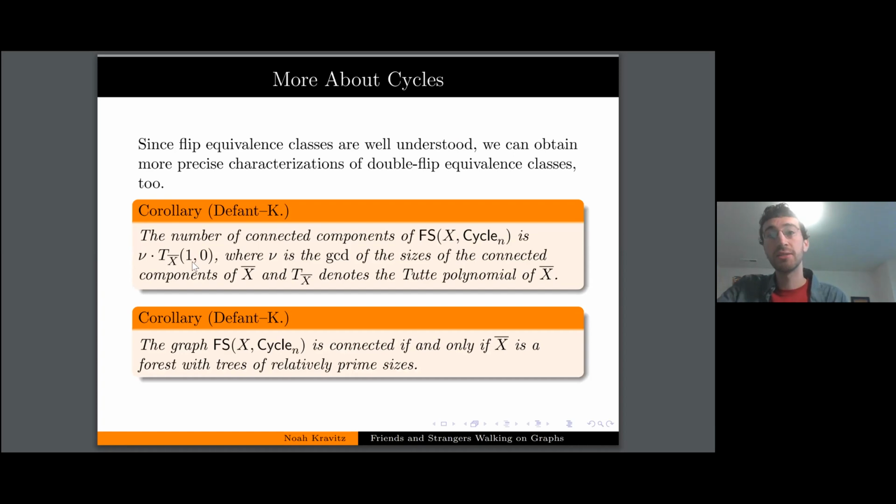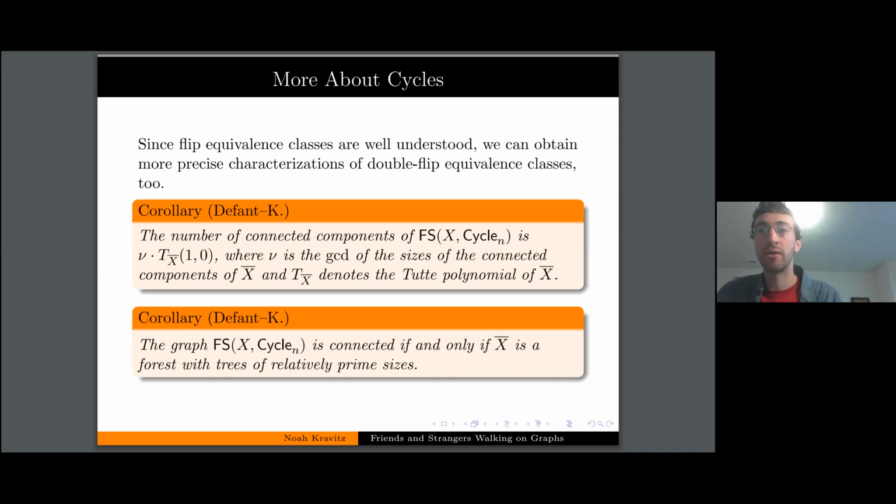And then we can specialize this to say that the friends and strangers graph of X with a cycle is connected if and only if X bar is a forest with trees of relatively prime sizes. And this is just because we need nu and this polynomial to be equal to 1. So this is a pretty satisfying answer to for which graphs X give us a connected friends and strangers graph. And recall that this condition corresponds to the situation where you can get from any arrangement of people to any other arrangement of people using friendly swaps.